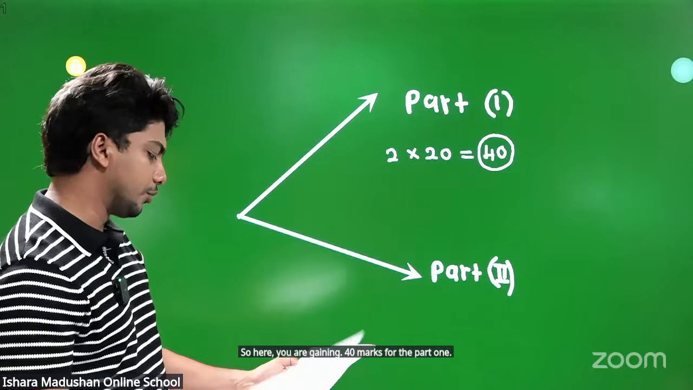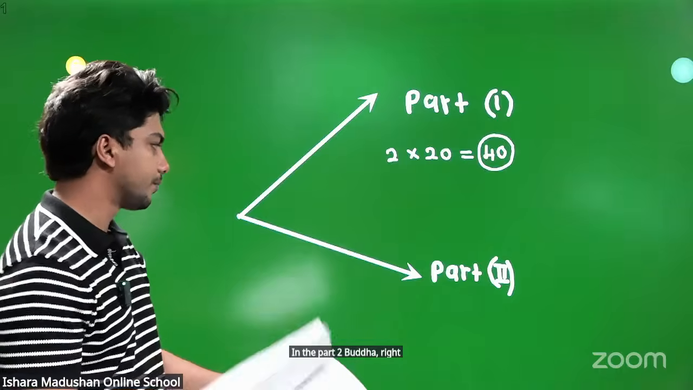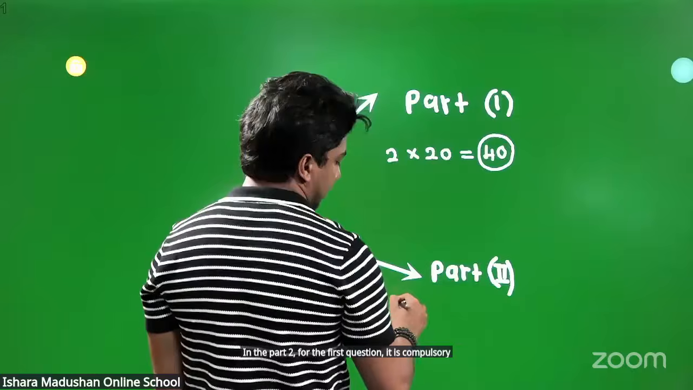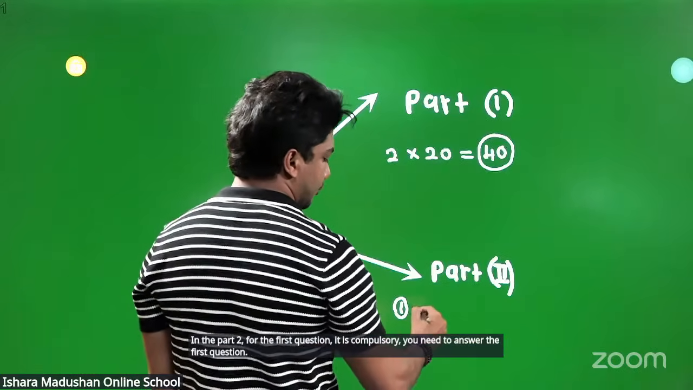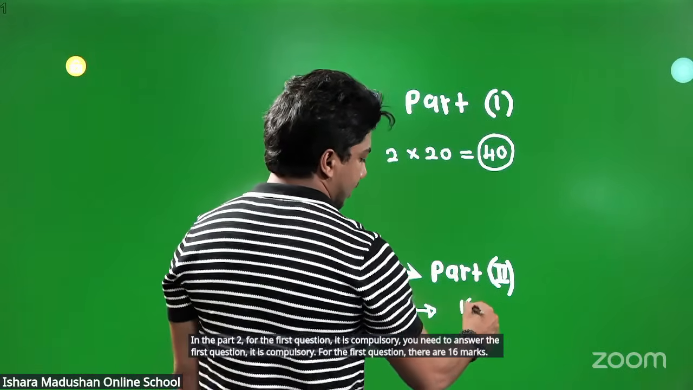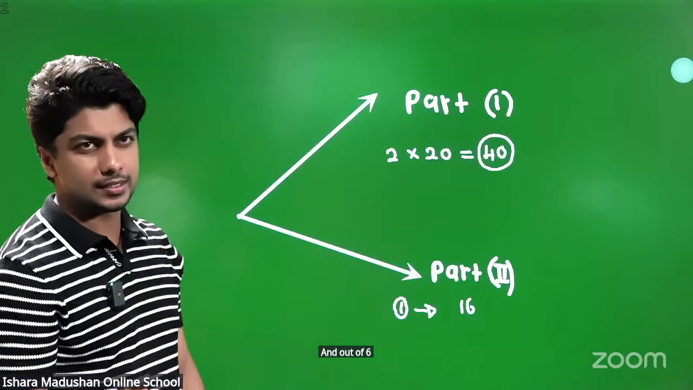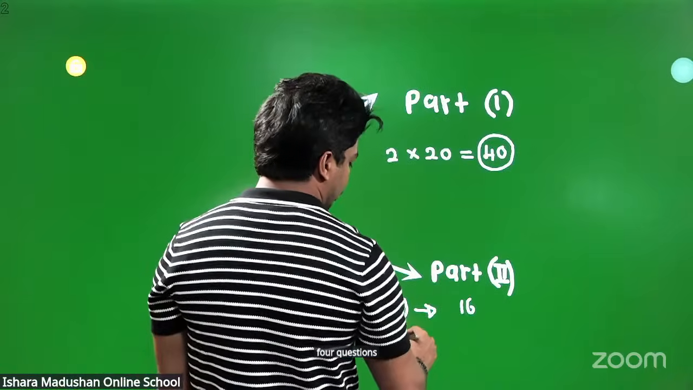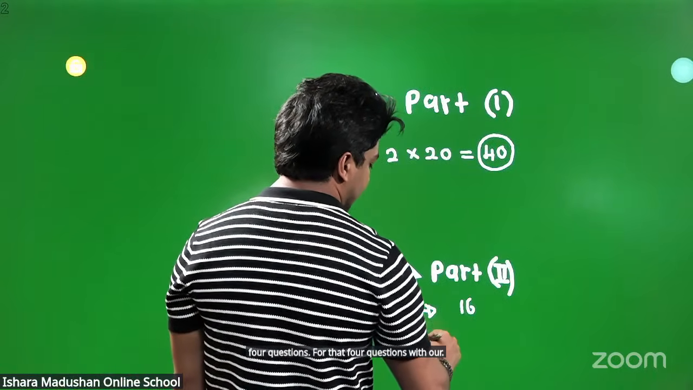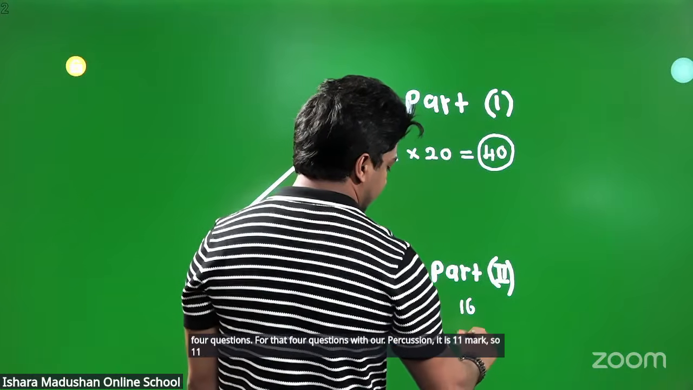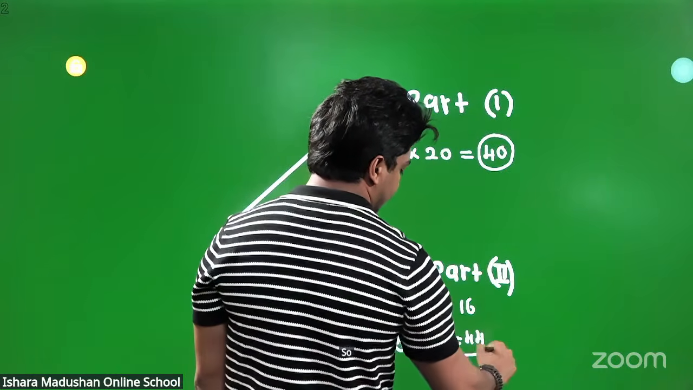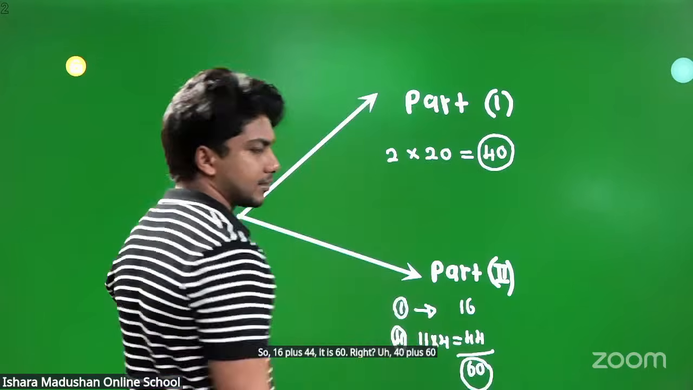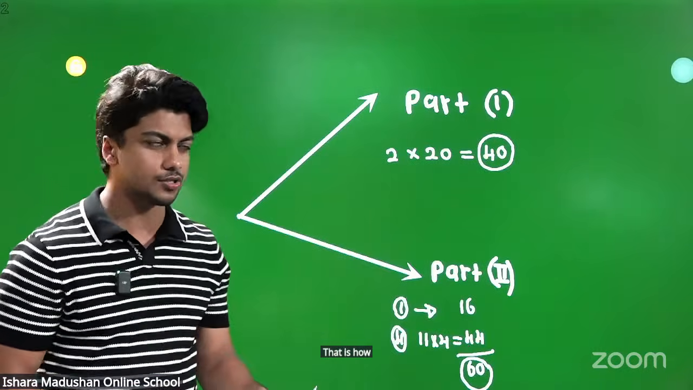In part 2, Puta, the first question is compulsory. You need to answer the first question. For the first question, there are 16 marks. And out of another 6 questions, you have to choose 4 questions. Per question it is 11 marks. So 11 into 4, it is 44. So 16 plus 44, it is 60, right? 40 plus 60, 100. That is how your structure is.